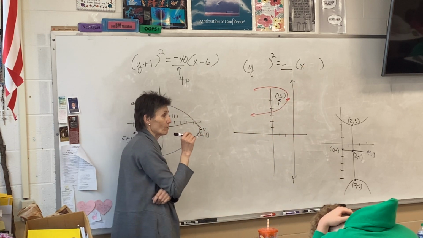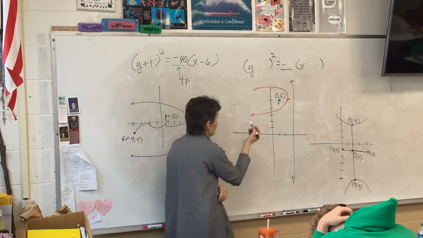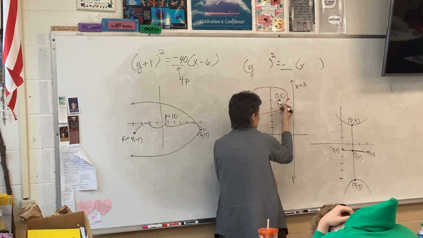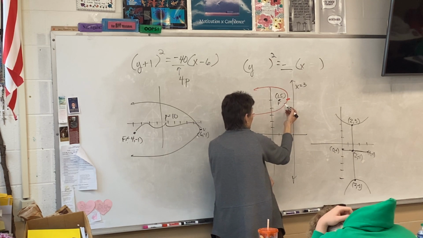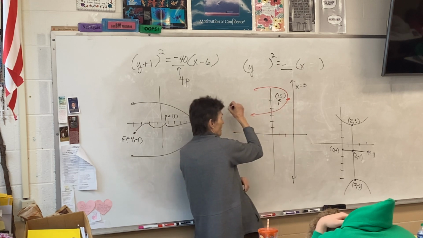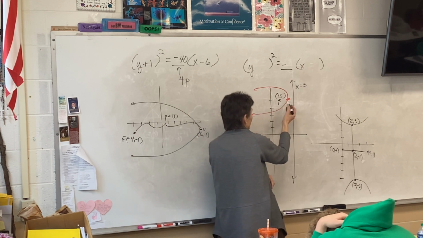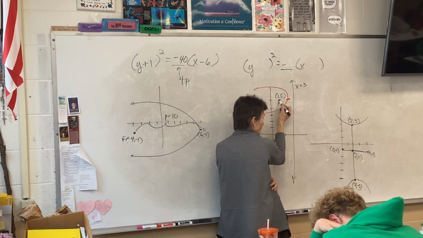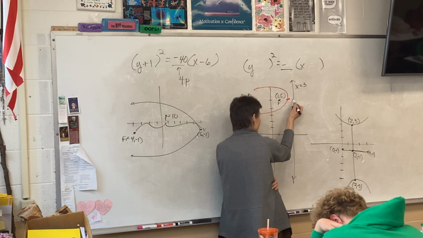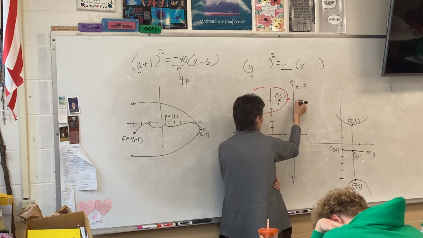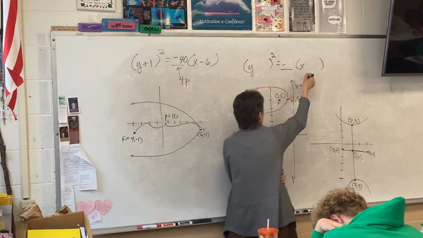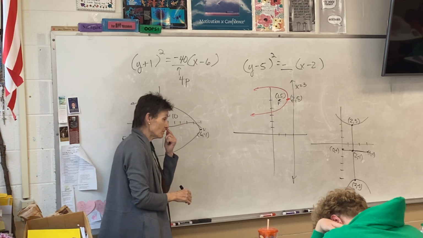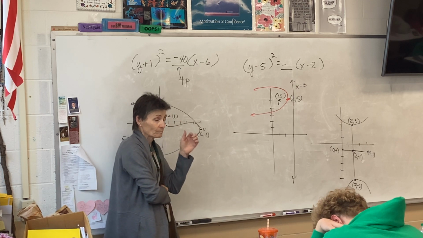What is my vertex? This is x equals 3. So it's going to be halfway in between. Negative 4 will be back here. What's this x? What's this x? What's right in the middle of 1 and 3? This is 2 comma 5. So x minus 2, y minus 5. You guys, some of you need to spend some time just counting.